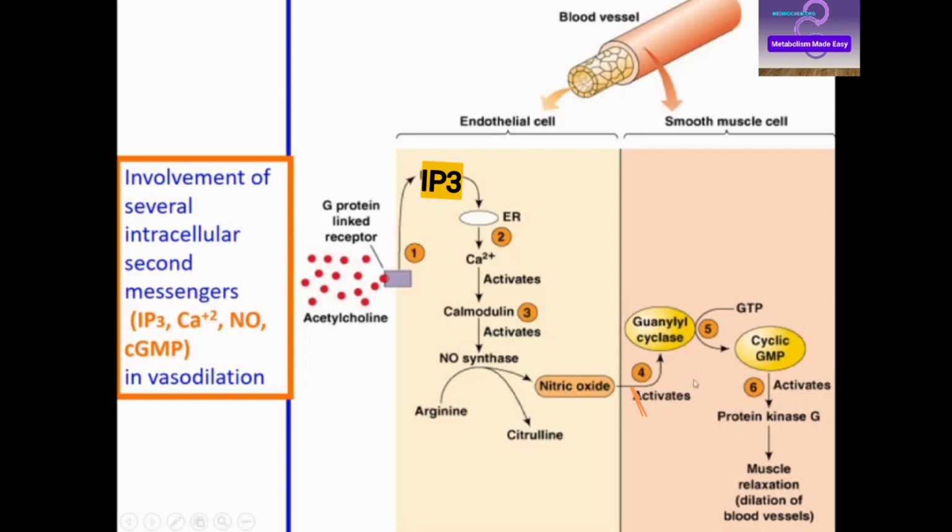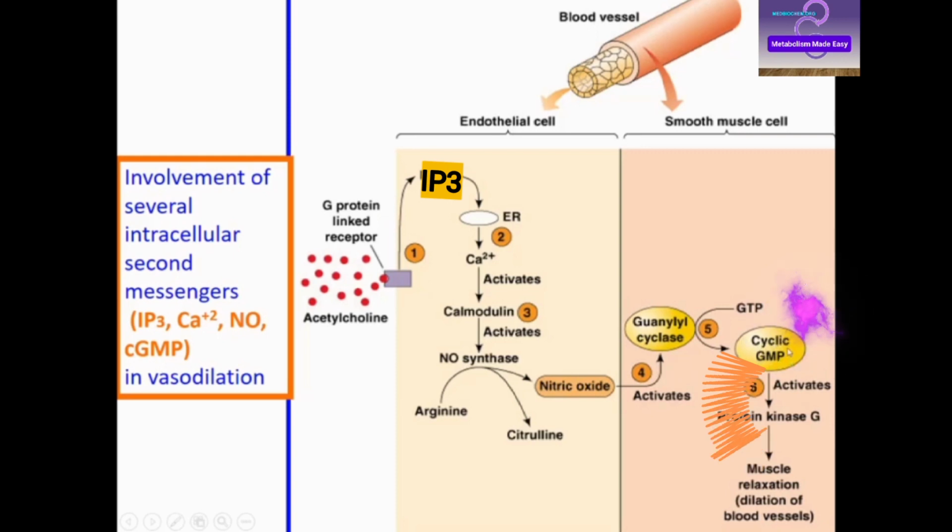diffuses into smooth muscle cells, activates the soluble enzyme, the guanylyl cyclase I mentioned to you before, producing cyclic GMP. Where? In the smooth muscle. So although this is a second messenger, it goes here, activates guanylyl cyclase, producing another second messenger in the smooth muscle.